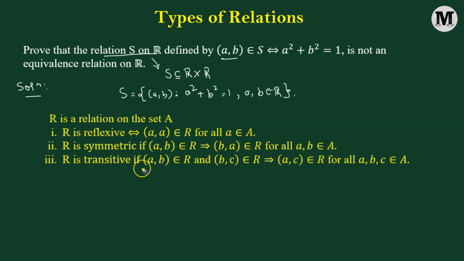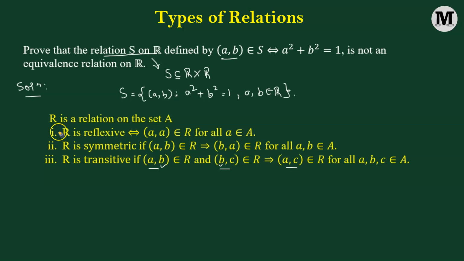And finally, R is transitive if (a, b) belongs to the relation R and (b, c) belongs to the relation R implies that the ordered pair (a, c) belongs to the relation R, for all a, b and c belonging to the set A. Before continuing, we have to be very careful how we choose the two ordered pairs to check whether R is transitive. The second element of the first ordered pair, which is b in our case, must be the same as the first element of the second ordered pair (b, c). Only then can we say that (a, c), the new ordered pair, also belongs to the relation R.